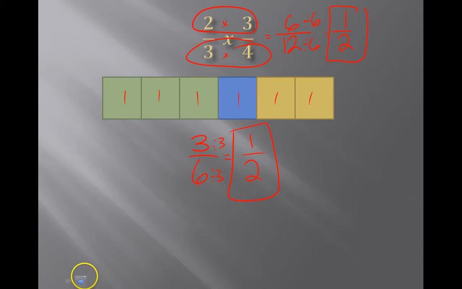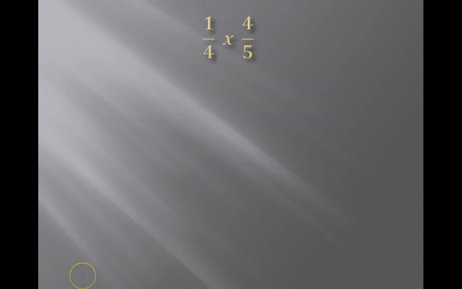Let's do a number of these just to get some good practice at it. So we have 1/4 times 4/5. What we're going to do is multiply the top numbers first. 1 times 4 is equal to 4. Then we're going to multiply the bottom numbers. 4 times 5 is equal to 20. Now we can reduce this. 4 divided by 4 is 1, and 20 divided by 4 is 5. So that's 1/5. And we're done. So 1/5 is our answer.